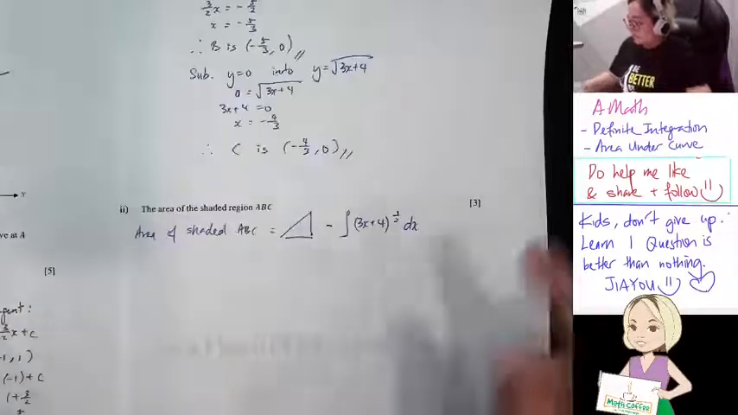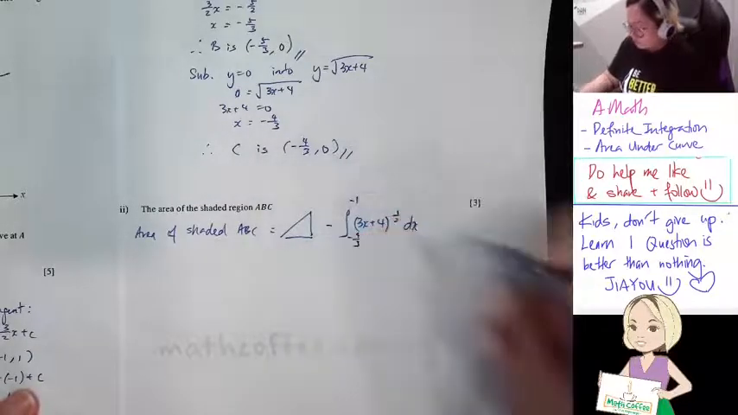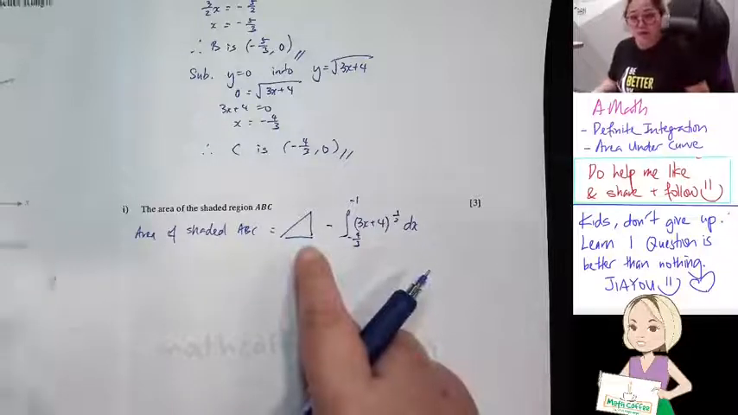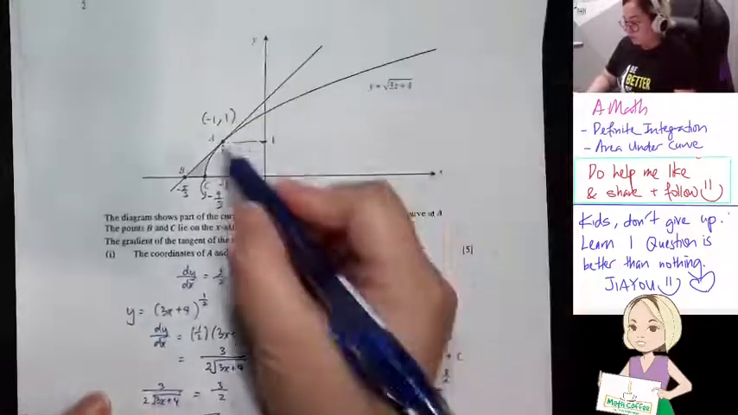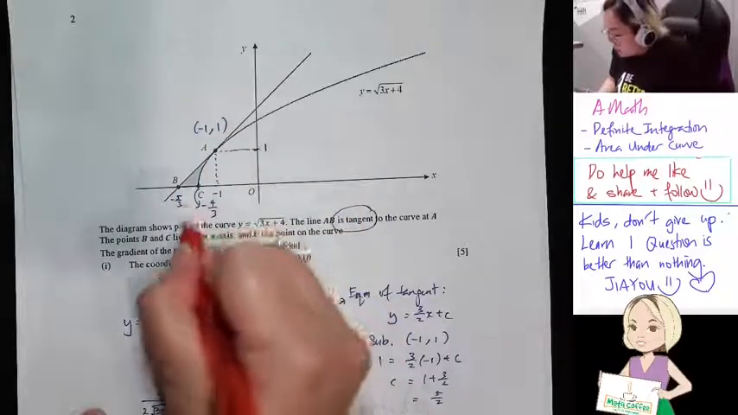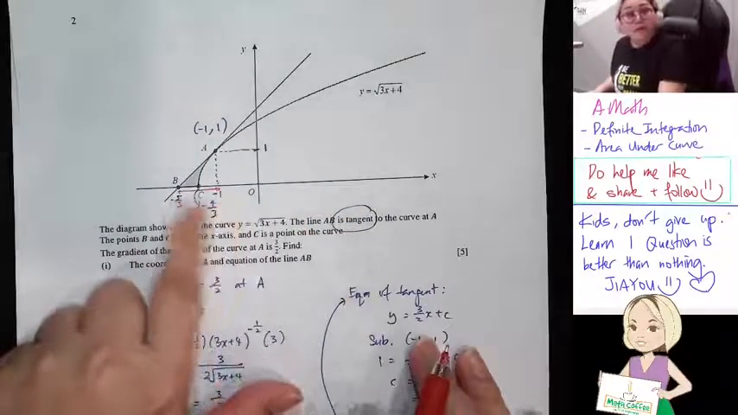Okay, so it will be -1 to -4/3. Okay, now let's take a look at the triangle. What's the base and the height of my triangle? The triangle, I'm going to use here. The triangle is from here to here. So how am I going to find this length?